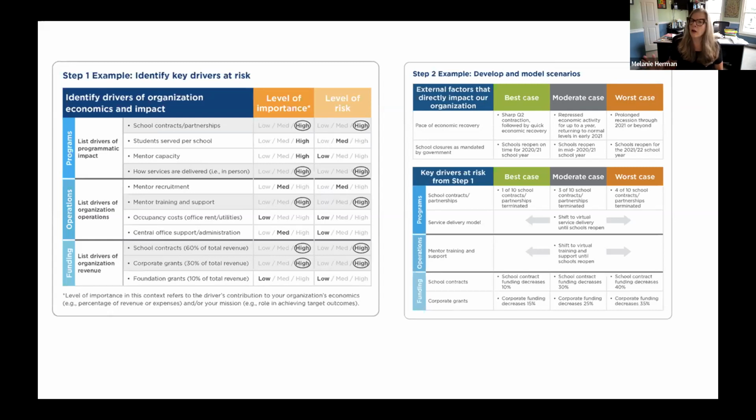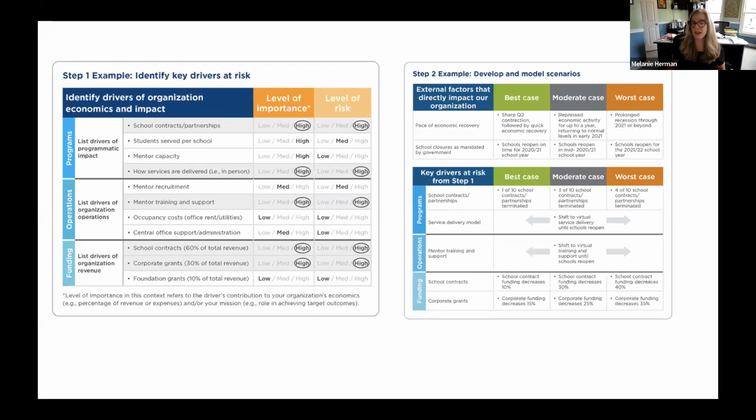I think these columns and these labels and this kind of frame for scenario planning is an easy one to follow. And I think if you were to gather a team of people to try this out, you'll find that people can pretty quickly come up with a best case scenario versus a worst case scenario related to those external factors. And then on the bottom half of step 2, we're looking at key drivers at risk from step 1. And again, we've got programs, operations, and funding. And again, we're seeing the best case, moderate case, and worst case scenario.